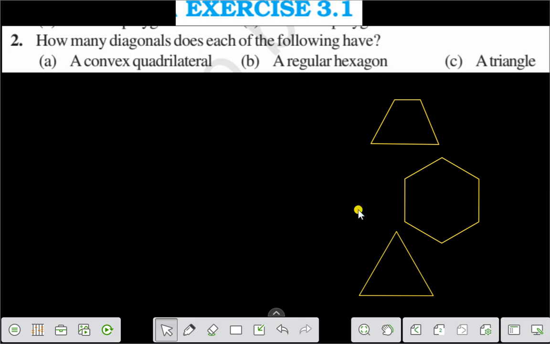Hello everyone. Today we shall discuss exercise 3.1 question number 2. How many diagonals does each of the following have? A. Convex quadrilateral, B. A regular hexagon, and C. A triangle. Let us find.